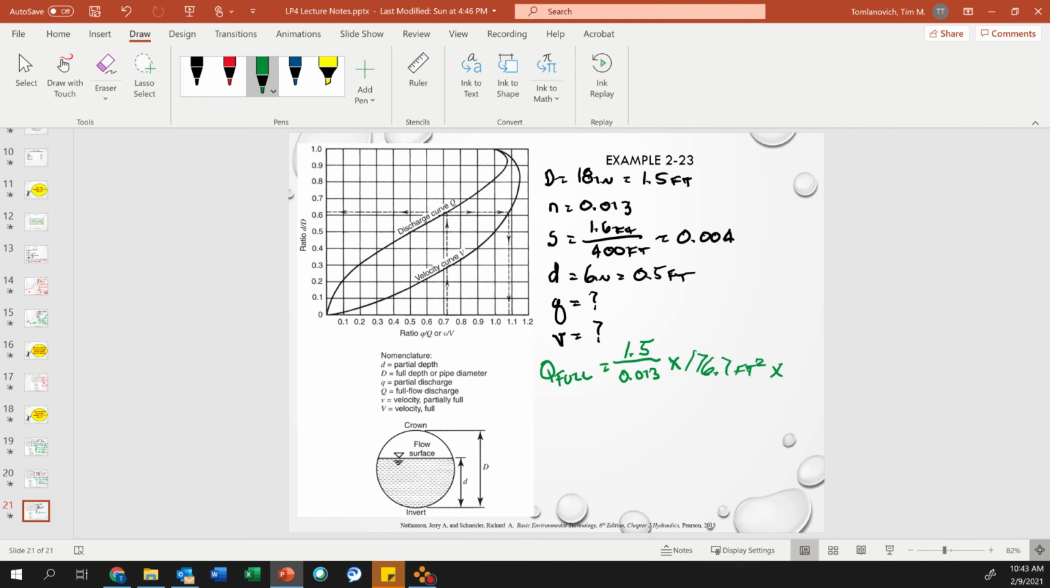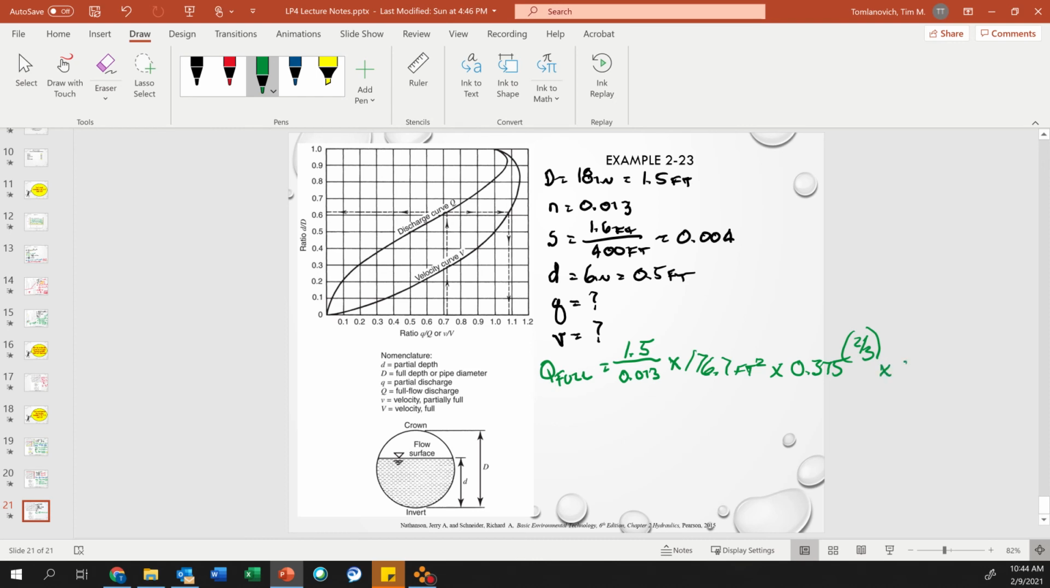Times my hydraulic radius. Remember, it's the cross-sectional area of flow divided by my wetted perimeter. When a pipe is full, the wetted perimeter is pi times d, and the cross-sectional area of flow is the area of the circle. When you divide those two out, it ends up being diameter divided by 4, so don't forget that. My diameter is 1.5 divided by 4, and that's 0.375, raised to the 2/3. When you put it in your calculator, take 2 divided by 3, because your answer will be a little more accurate than rounding to 0.67.